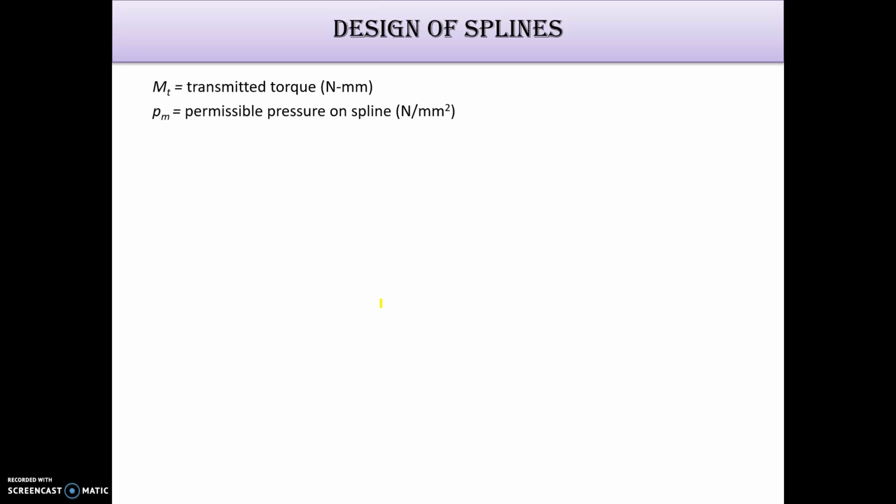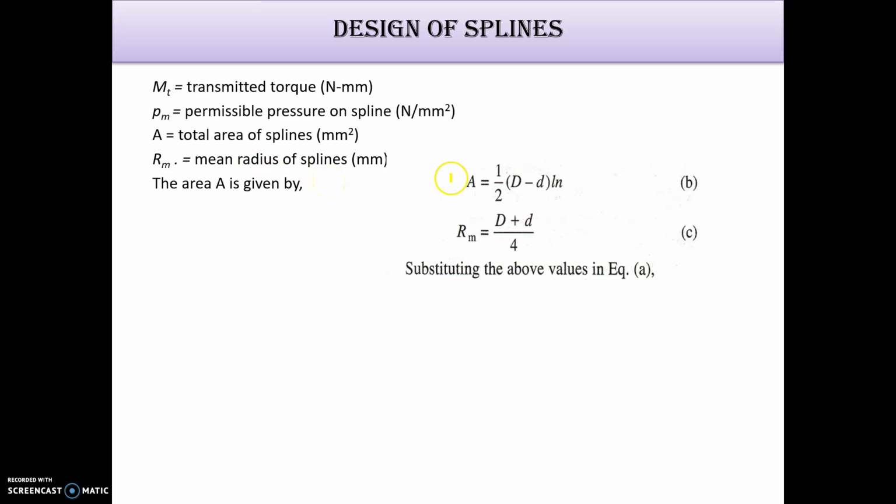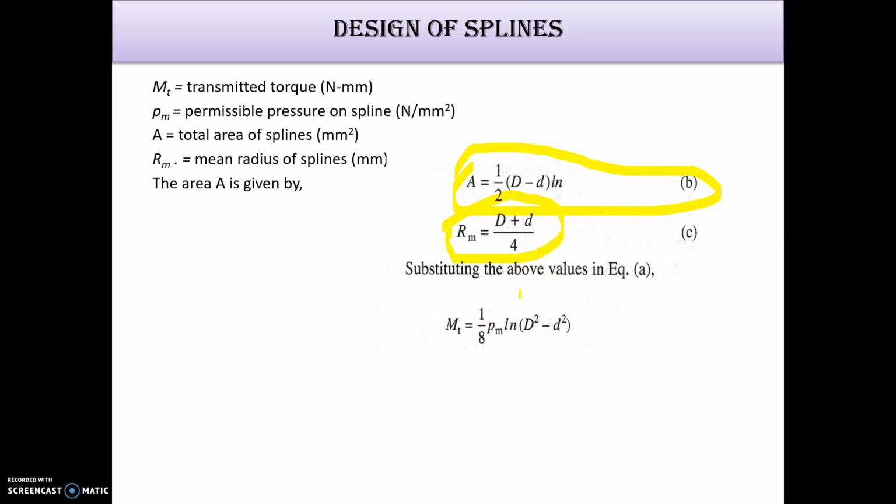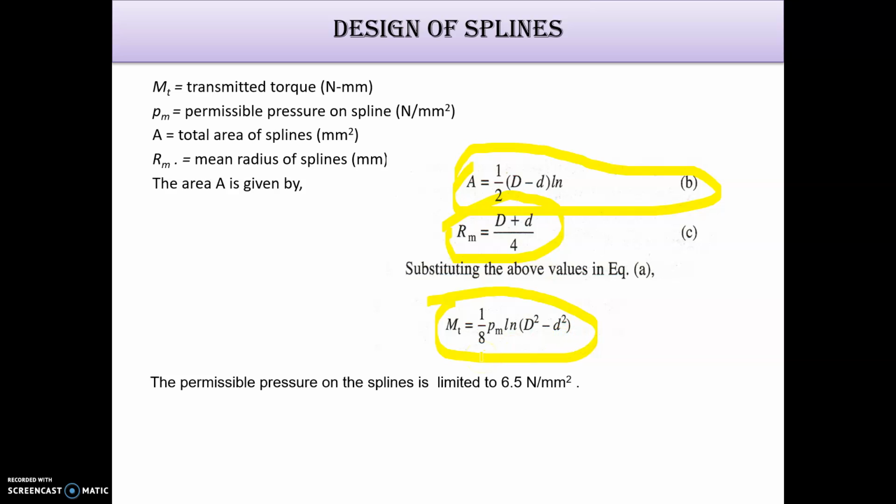Now MT is the torque transmitted, PM is the permissible pressure on the spline, A is the total area of spline, and RM is the mean radius of the spline. Therefore, the area is given by 1/2 (D minus d) l n, and the mean radius is given by (D plus d)/4. So the torque is force into perpendicular distance, which gives T = 1/8 PM l n (D² minus d²). Permissible pressure on the spline is limited to 6.5 Newton per mm². This pressure is fixed.